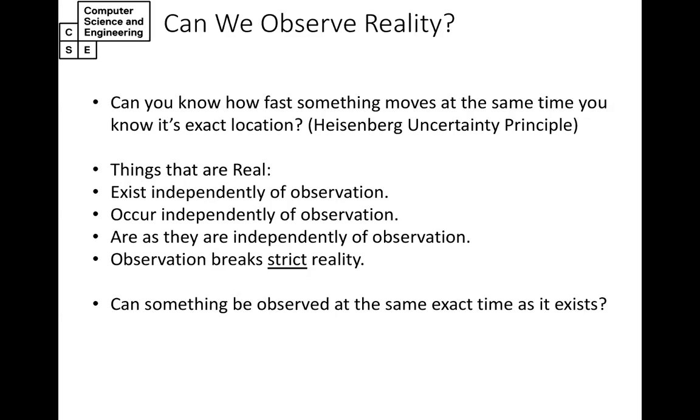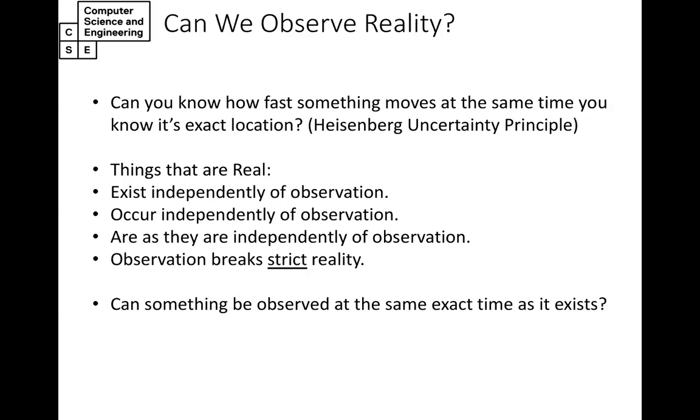So if you're looking at something like one of the stars on Orion's belt, you can't know exactly where it is and how fast it's moving. Something else you can't know is whether or not it exists.